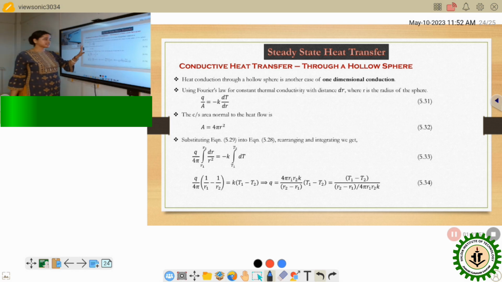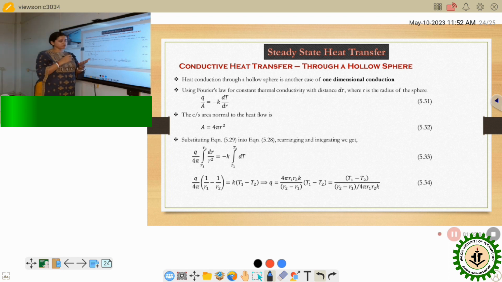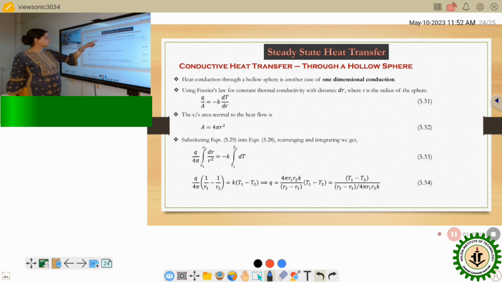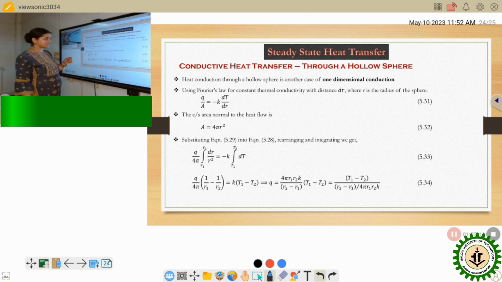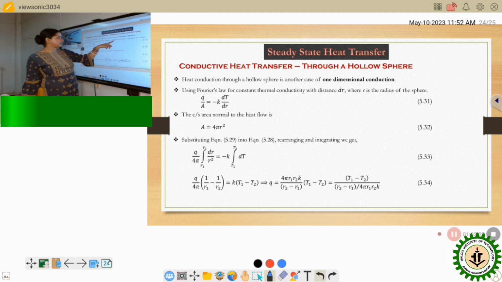So this is the last part of your steady state heat transfer, for conductive steady state heat transfer. We cannot rule out the sphere. I have spoken about slab and cylinder. Now we also work with spheres in process industries. So heat conduction through a hollow sphere is another case of one-dimensional conduction, that is, heat flow in one direction only. Using Fourier's law for constant thermal conductivity with distance dr, where r is the radius of the sphere.